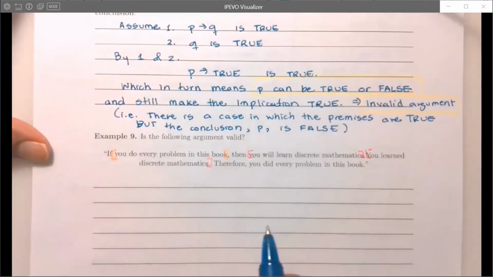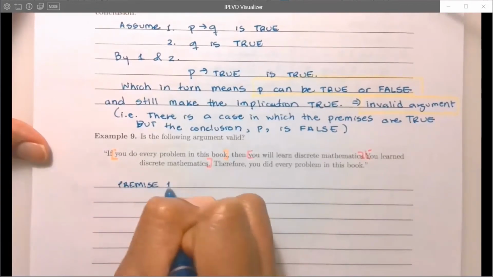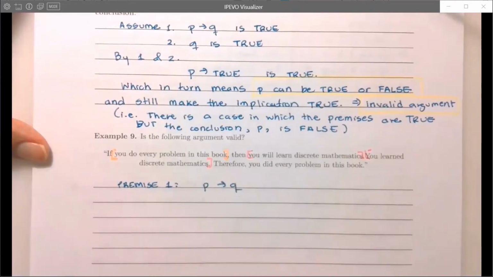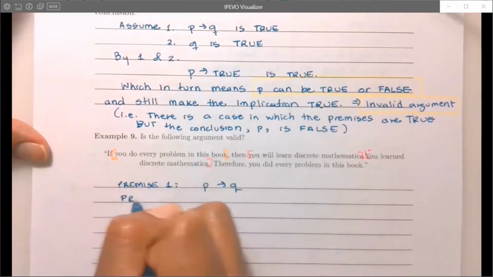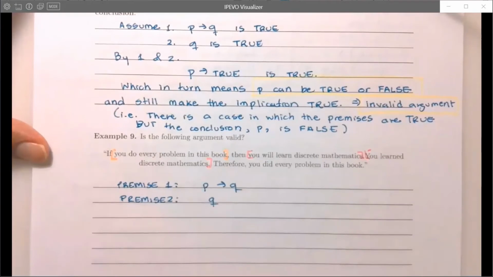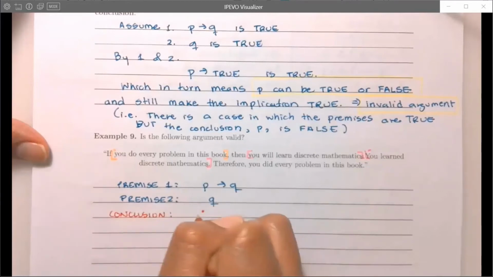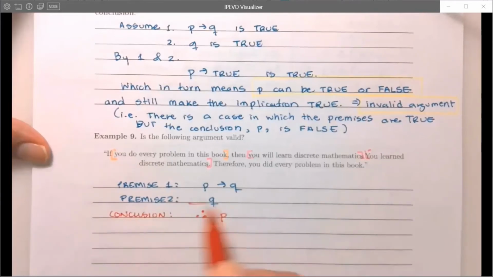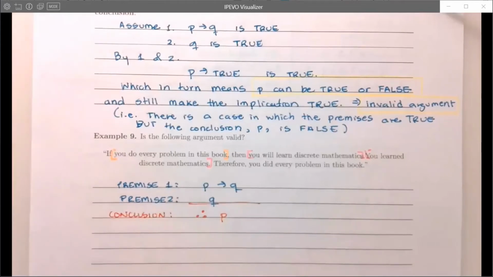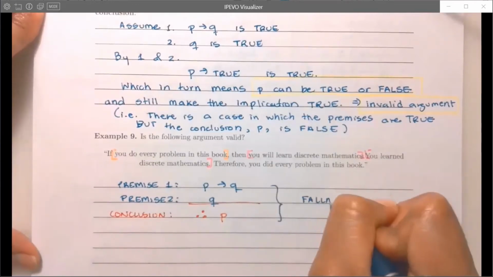And so the argument form of this would be: first premise, if P, then Q. Second premise, you learn discrete mathematics, so that's Q. And then the conclusion is that you did every problem in this book, so therefore P. And this is an example of the fallacy of affirming the conclusion. This is an invalid argument. So altogether, this is the fallacy of affirming the conclusion.